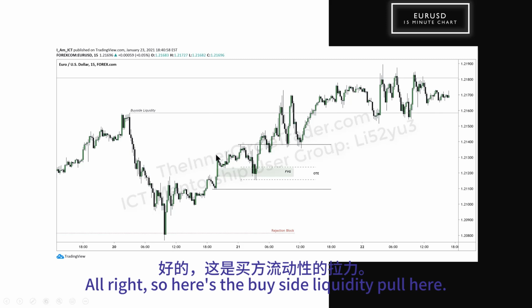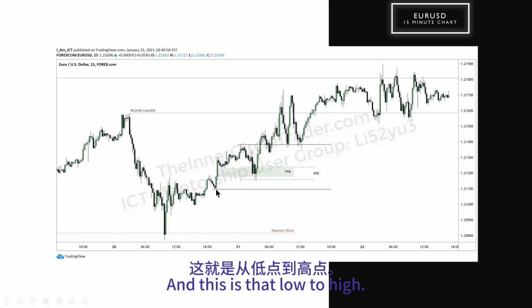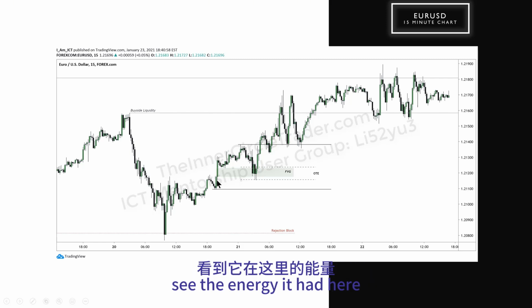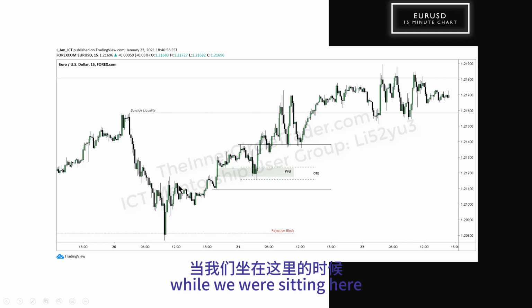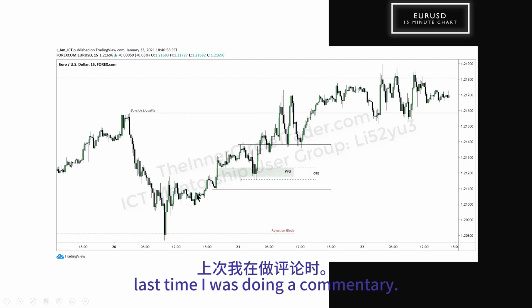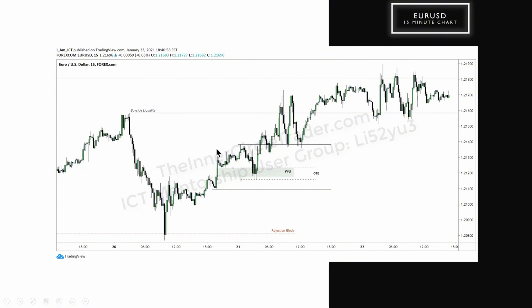All right, so here's the buy side liquidity pool here. And this is that low to high. This is that dealing range, once we had displacement on the upside. See the energy it had here? While we were sitting here on this midweek review, last time I was doing a commentary, then we had this. So what did we get?